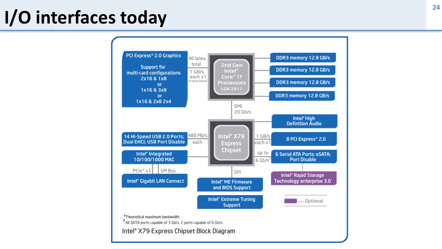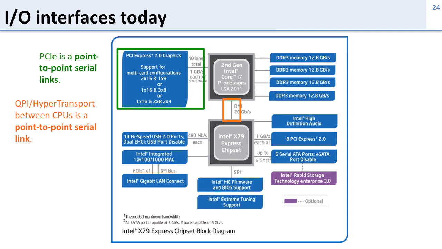So what sort of I/O interfaces do we have today? Well, here's a layout for a modern processor chipset. And we can see that when we talk between the processor and the rest of the computer, we're using QPI if you're Intel or Hypertransport if you're AMD, and these are both point-to-point serial links.